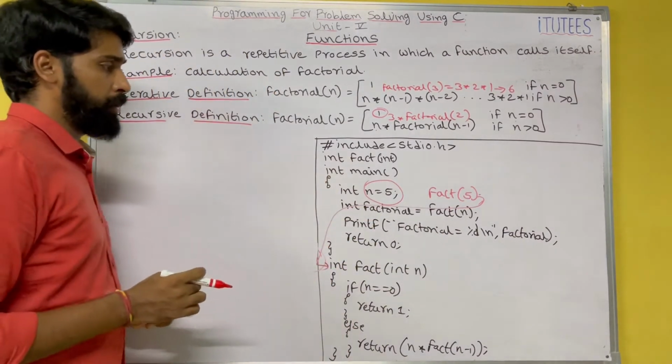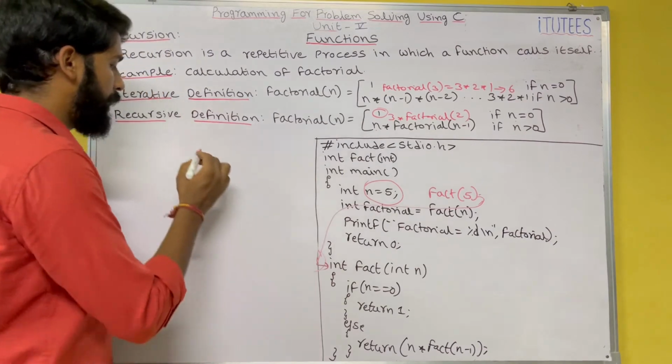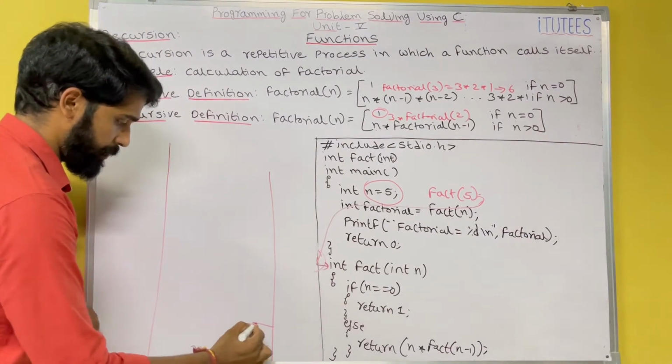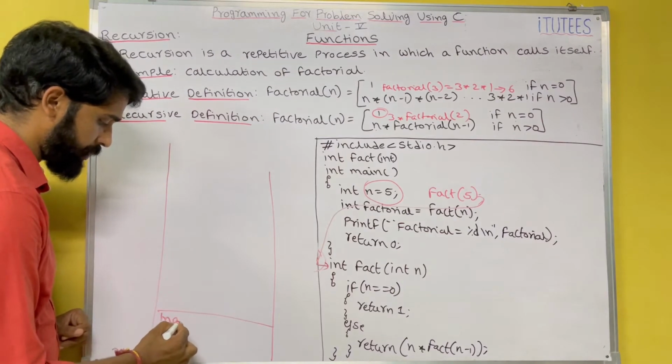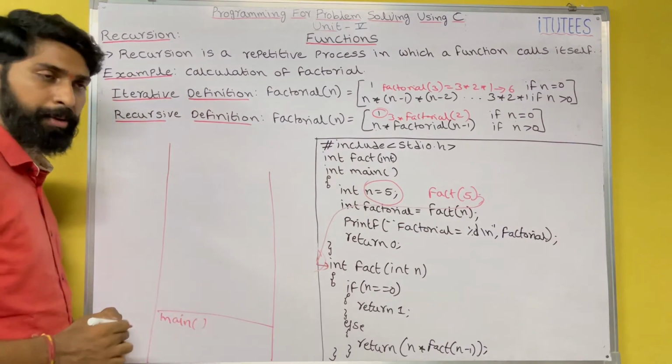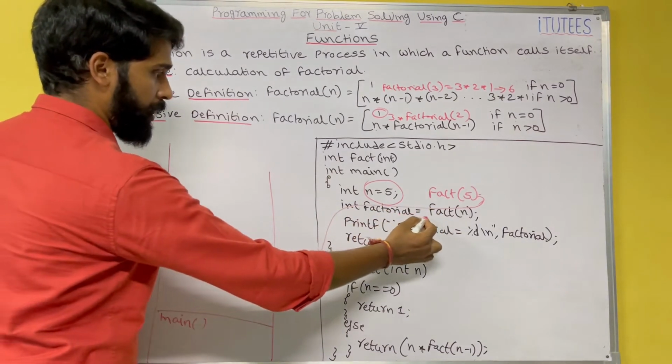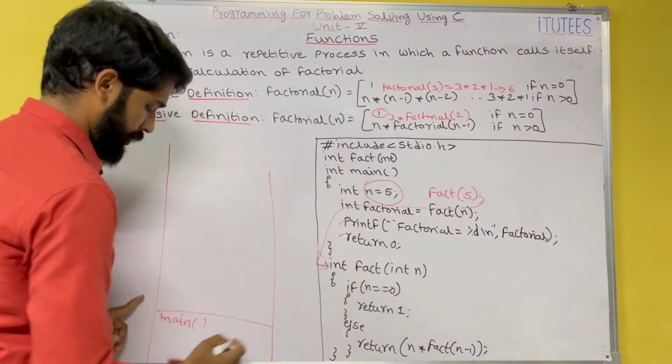Now, who calls the main function? Already we discussed this in our previous classes. Who calls the main function? The main function is called by the operating system. For example, this is the main function, and this is the function call. After that we have two instructions.